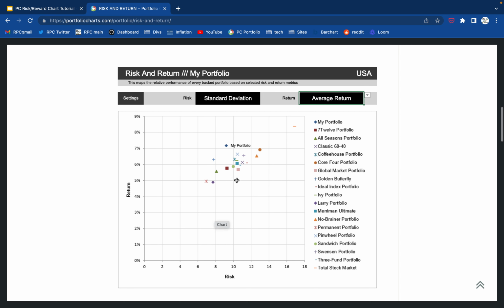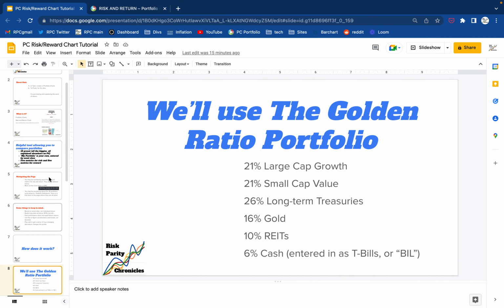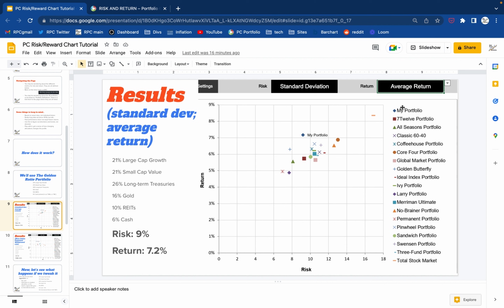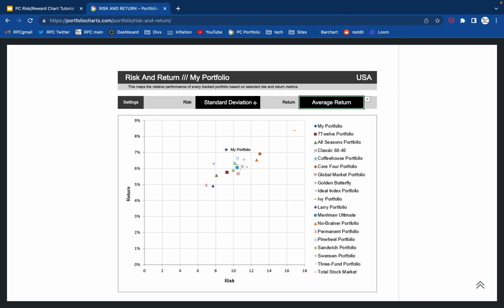We can see how they are all together. I've taken the liberty to just put this in a slide so we can see the risk for this. I estimated about 9.1% standard deviation, and return about 7.2 or so, give or take. All right. Now, the next thing I'd like to show you is what I think are the two best metrics.